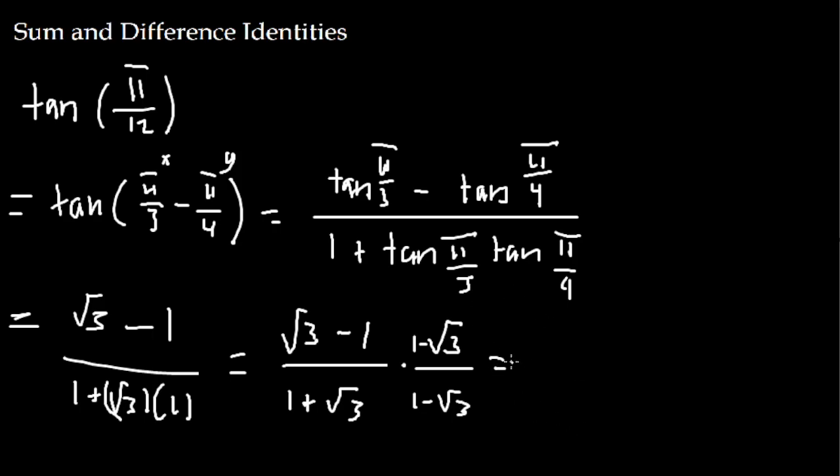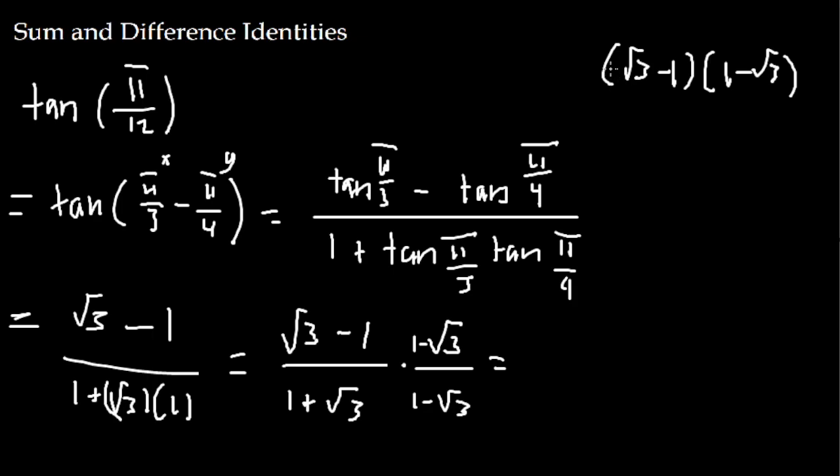So, first, let's simplify the numerator muna. This one, this one, this one. Now, you can do several techniques, but we will use the FOIL method. Yes, FOIL method. Now, let us write square root of 3 minus 1 times 1 minus square root of 3.